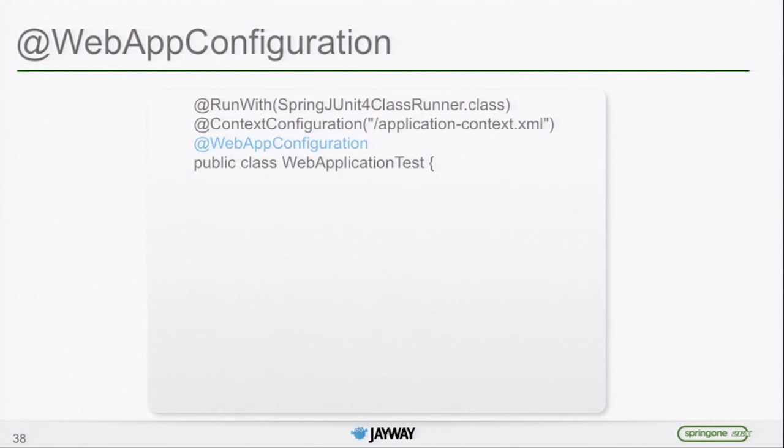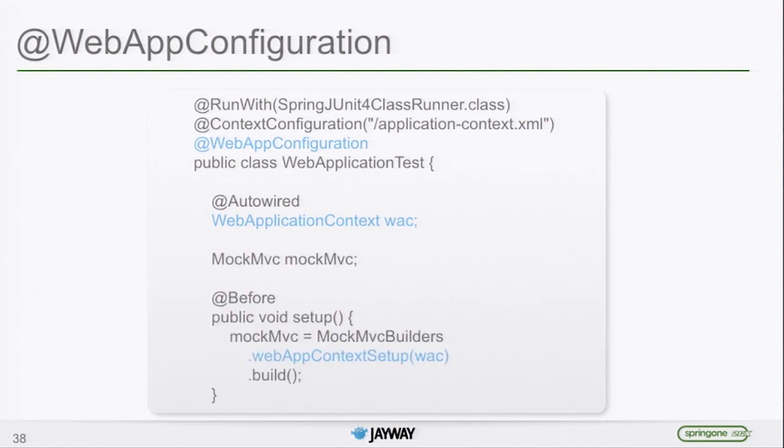But it's a file system resource, so you can also specify if you have some other root that you would like to use for your web app. So given this annotation, we now can autowire a web application context. And in the setup method, rather than using the MockMvcBuilders standalone method, we now use the web application context. And that will inflate the entire web application context for us.